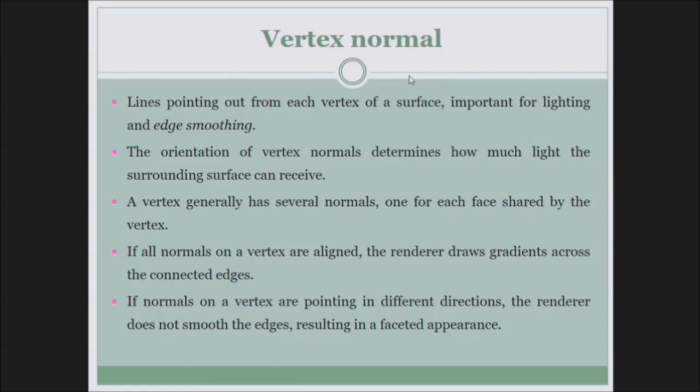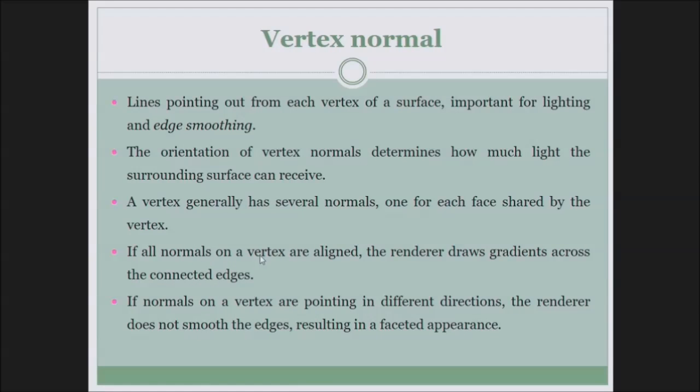Vertex normal is a line joining or pointing out from each vertex of a surface, important for lighting and edge smoothing. The orientation of vertex normals determines how much light the surrounding surface can receive. A vertex generally has several normals, one for each face shared by the vertex.